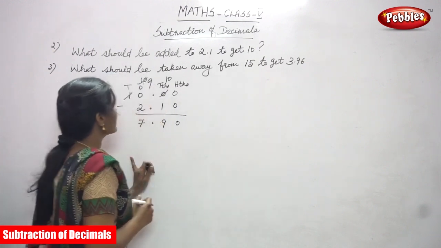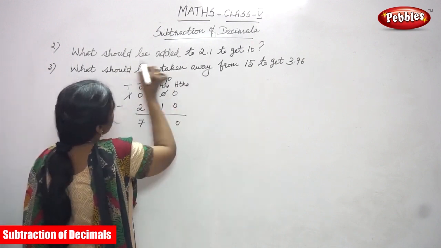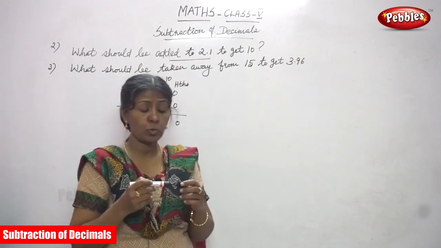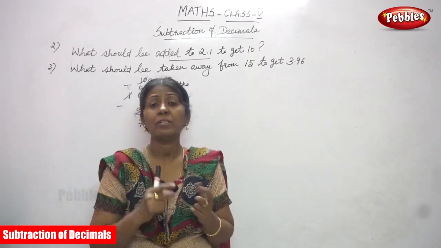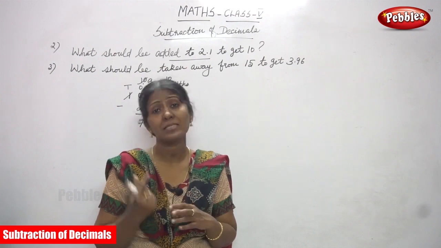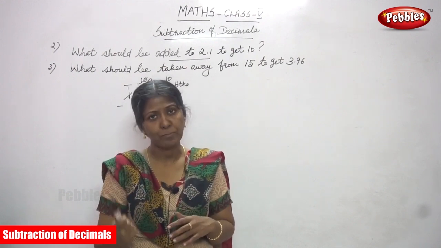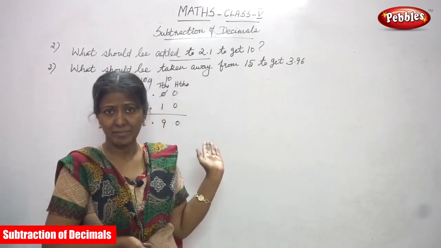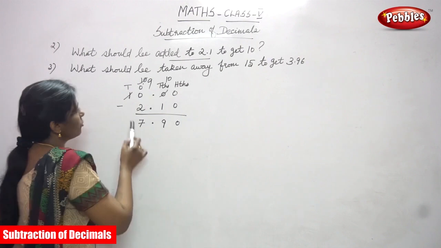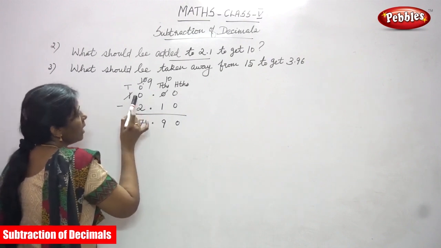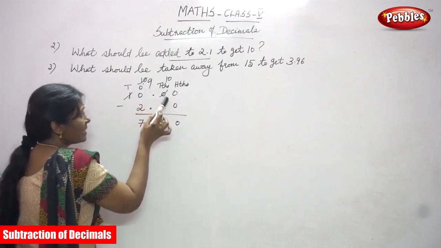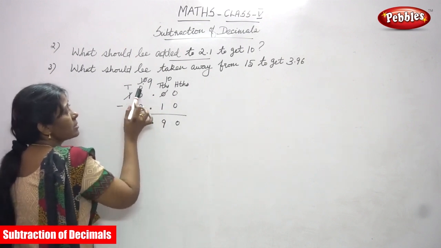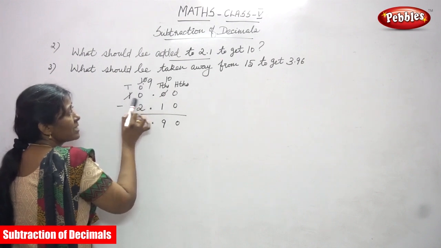Okay, look at this number again. What should be added to 2.1 to get 10? That means you have to add a particular number to 2.1 to get the result 10, so you have to subtract 2.1 from 10. That is what I have done. First you write 10. After that you subtract 2.1. 10 is a whole number.